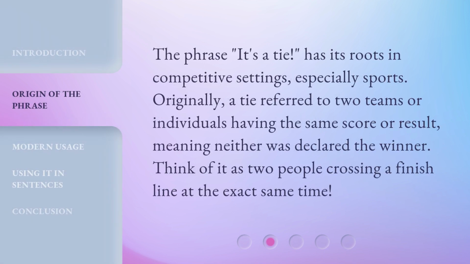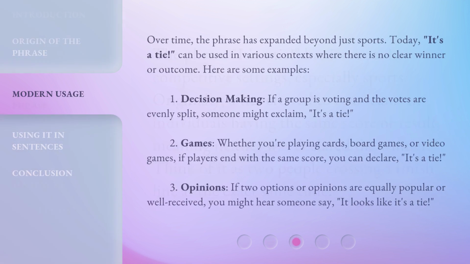The phrase, it's a tie, has its roots in competitive settings, especially sports. Originally, a tie referred to two teams or individuals having the same score or result, meaning neither was declared the winner. Think of it as two people crossing a finish line at the exact same time. Over time, the phrase has expanded beyond just sports. Today, it's a tie can be used in various contexts where there is no clear winner or outcome.